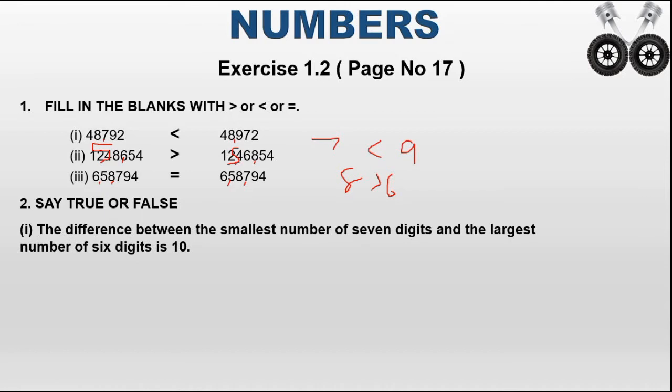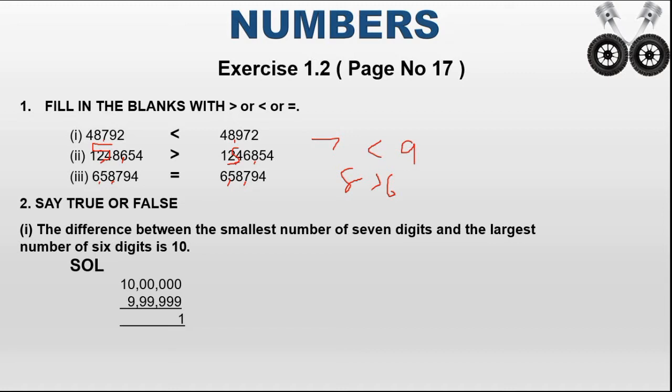So what is the next question? We have to say whether the statement is true or false. So what is the first question? The difference between the smallest number of 7 digits and the largest number of 6 digits is 10. When they give difference, it means we have to subtract. So what number are we going to subtract? We are going to subtract the smallest number of 7 digits.